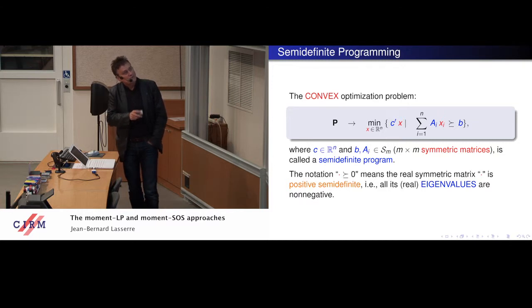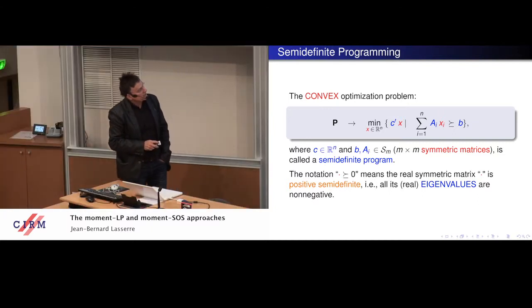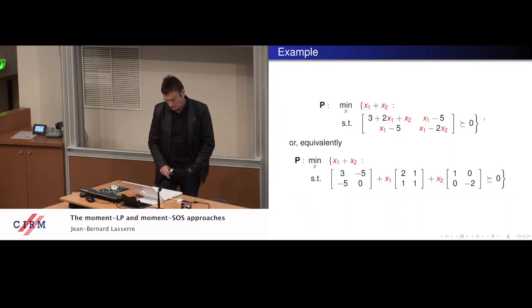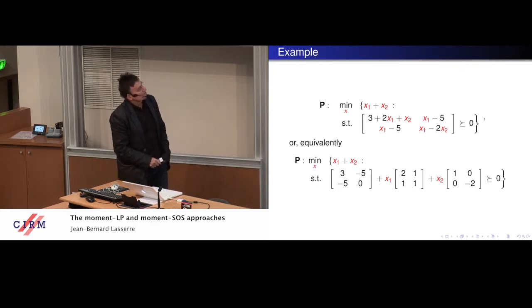This is the standard notation: positivity means that the resulting real symmetric matrix should be positive semi-definite. Just an example to tell you what it is: for example, a 2 by 2 matrix with linear entries in x1, x2, that would be an SDP.